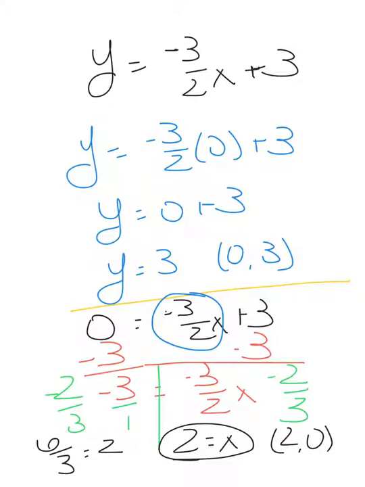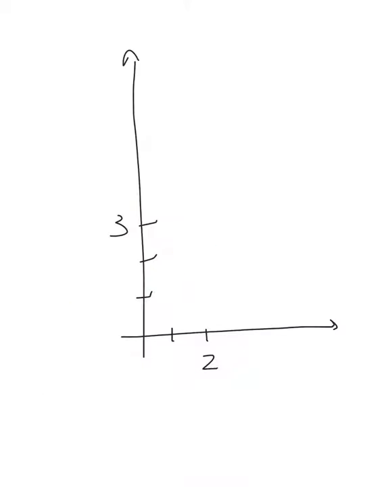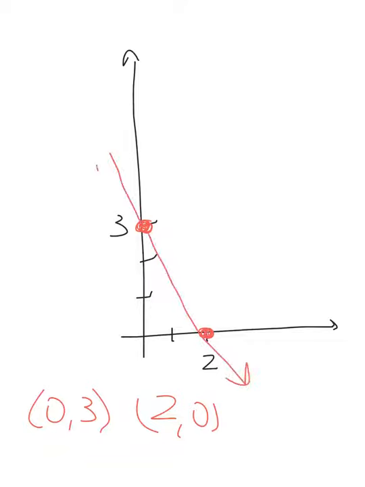So my ordered pairs are 0, 3, and 2, 0. To graph 0, 3, I'm going to stay at 0 and go up 3. To graph 2, 0, I'm going to go over 2 and stay at 0. Connect your dots, and you're done.